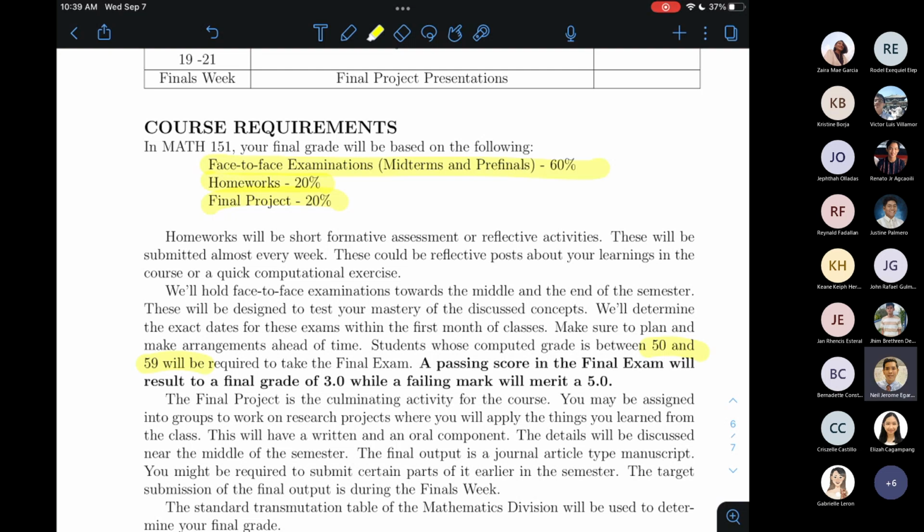Nag-round up naman ako. So kung ang grade nyo ay halimbawa 59.00001, gagawin ko na yung 60. So exempted na kayo. So wag lang kayong kukuha ng flat 59 or below. All right? If your grade is below 50, sorry, but I don't have any choice. To be fair with those who got 50 to 59, I have to give you a synchro right away. Okay?